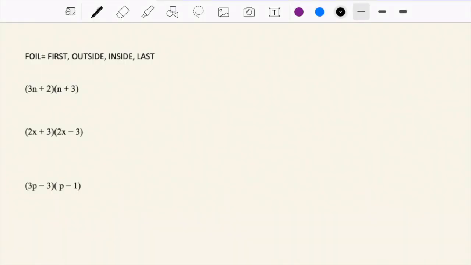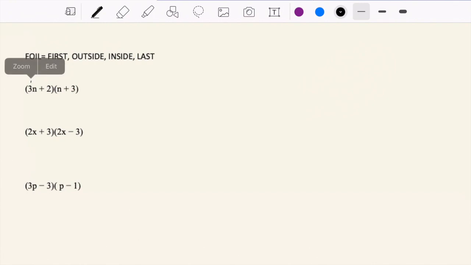Now we start multiplying polynomials. We have a way of doing this called FOIL. First, outside, inside, last. And I'm going to show you what that means. When we are foiling, we want to make sure each piece of these two polynomials gets multiplied with a piece in the other one. So what it means is that we're going to do the first.